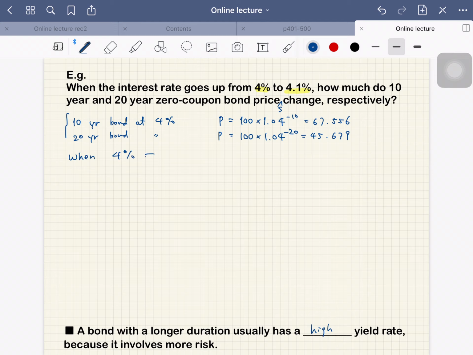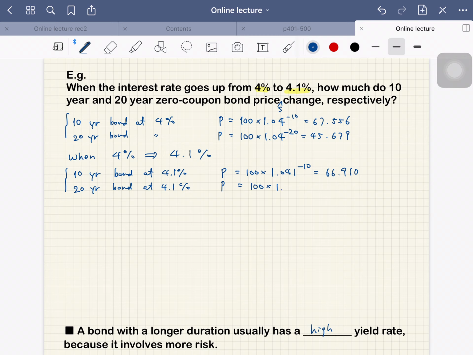Okay, so what happens when interest rate goes up from 4% to 4.1%? Then for the 10-year bond at 4.1%, P is equal to 100 times 1.041 to the power negative 10. So this is 66.910. How about the 20-year bond at 4.1%? So this price is 100 times 1.041 to the negative 20th power. So this is equal to 44.770.